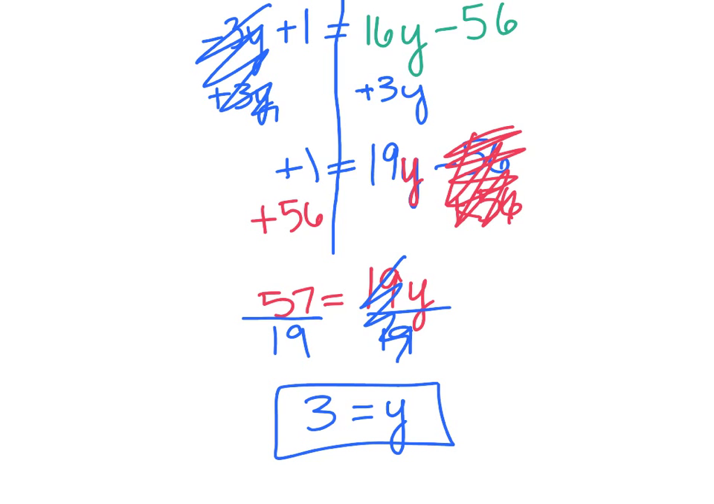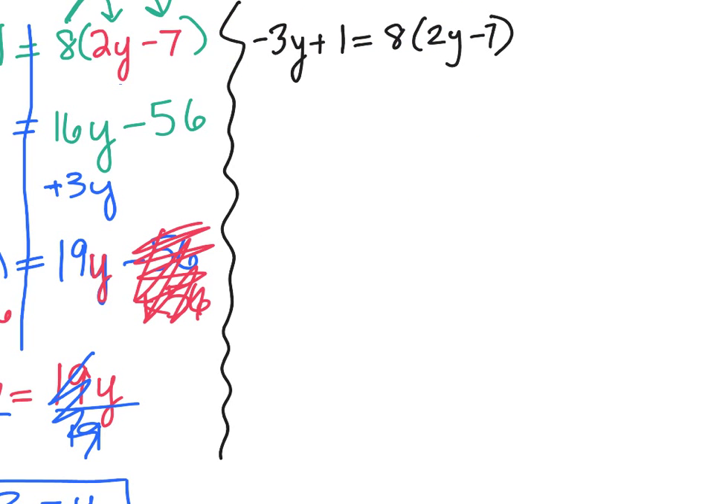And you can check this on your original equation and see if it is correct. You could substitute this 3 for the y that you see. Okay, let's use substitution just to make sure that we got our correct answer. I'm going to substitute 3 for the y here. So instead of a y, I'm going to put a 3.